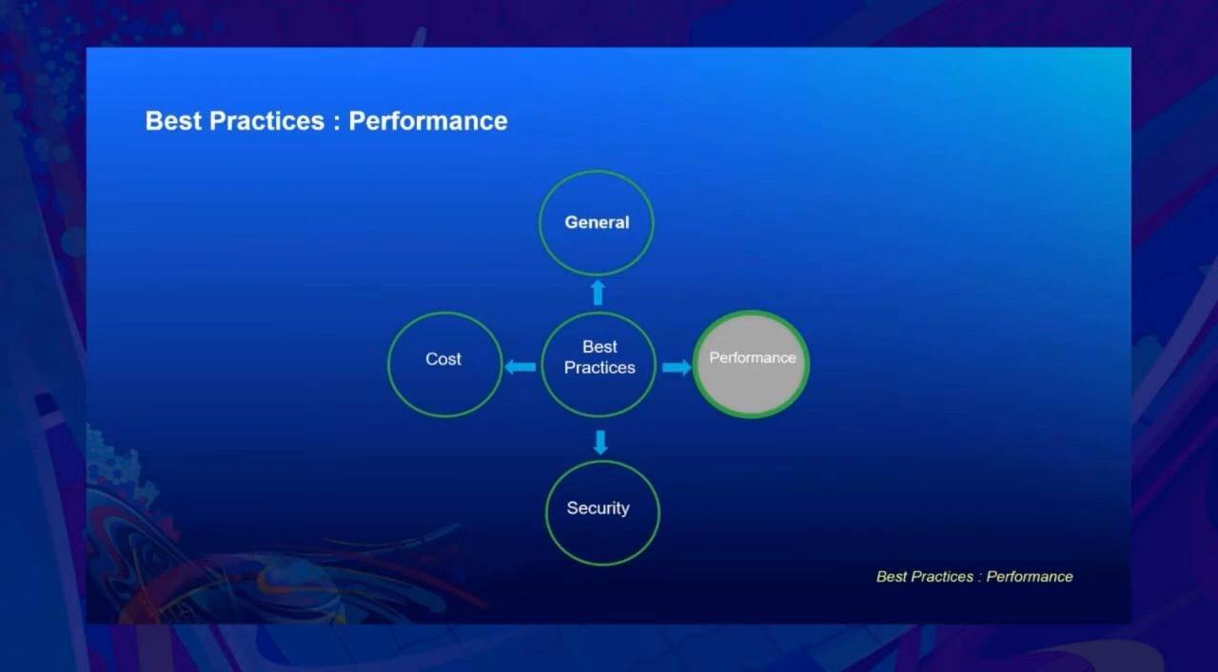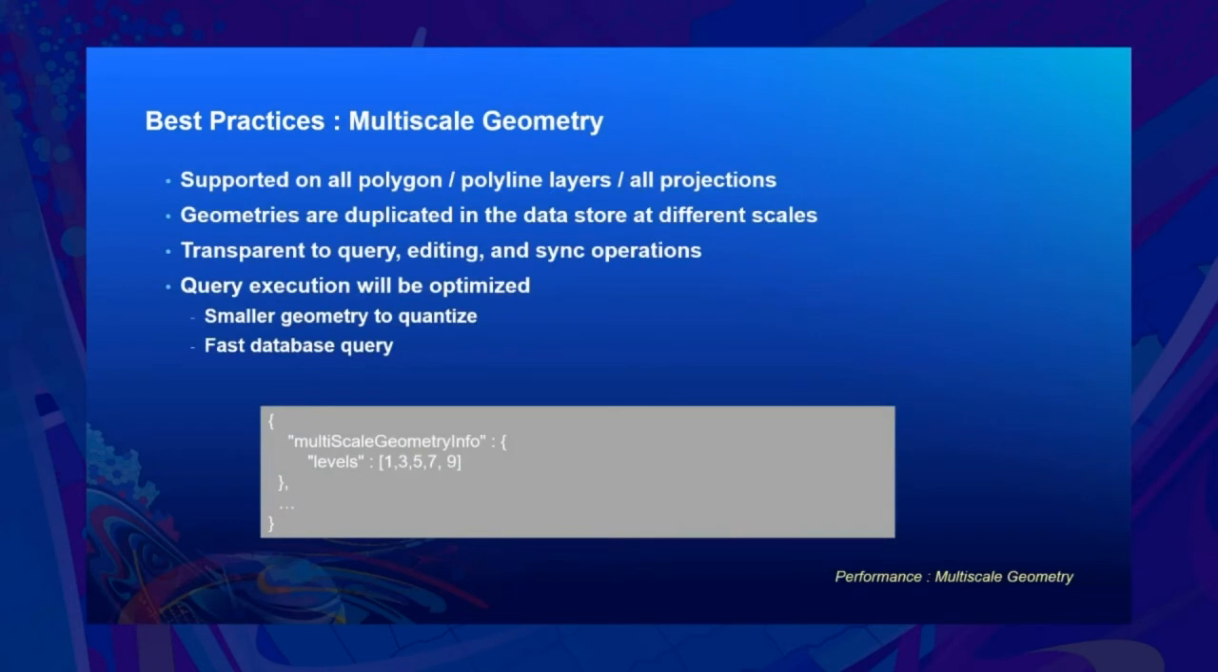One of the recommended workflows or best practices in online feature services is multiscale geometry. It is supported in all polygon and polyline layers, and in all projections. The geometries are duplicated in the data store at different scales, based on the extent of the data. So we actually build that multi-representation of the geometry. The operation of fetching the right shape or the right geometry at query time is handled by the system, so it is transparent. During editing and sync, we take care of updating those different representations. The query execution will be optimized, because we fetch smaller geometry and also the database query will be fast.